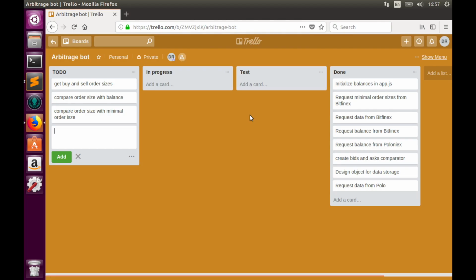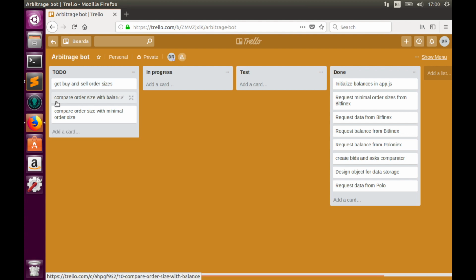So today we have 3 simple tasks in Trello. The first one is to get buy and sell order sizes. To do this, we need to take highest bid order size and lowest ask order size, compare them, and take the smallest number. This smallest number will be our order size.